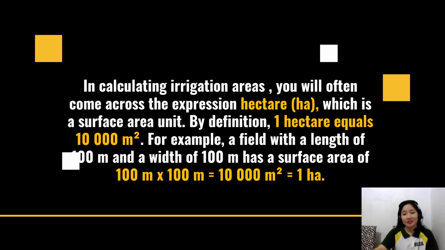Okay? Class, in calculating irrigation areas, you will often come across the expression hectares. Okay, are you familiar with hectare? One hectare is a surface area unit. By definition, class, 1 hectare is equal to 10,000 meters squared. So just imagine, 100 meters by 100 meters is equal to 10,000 meters squared. Again, its equivalent is 1 hectare.